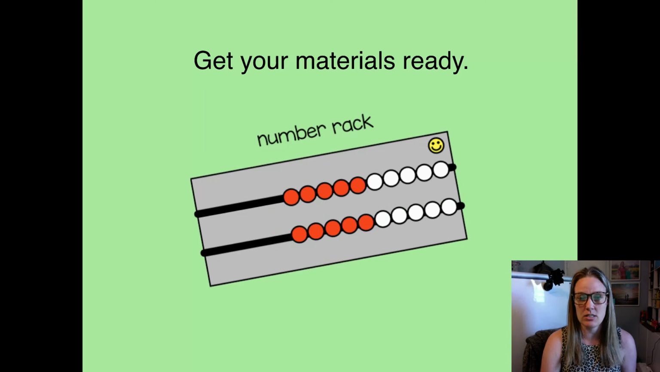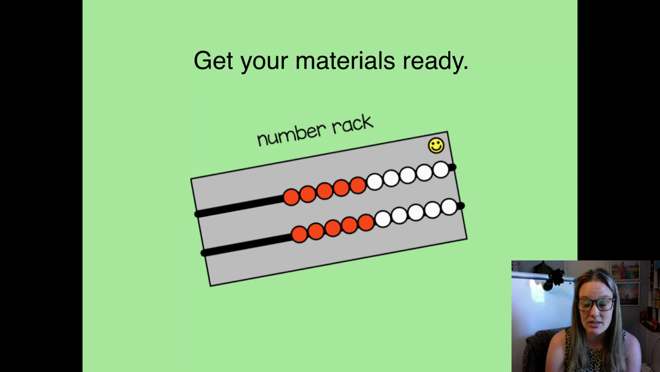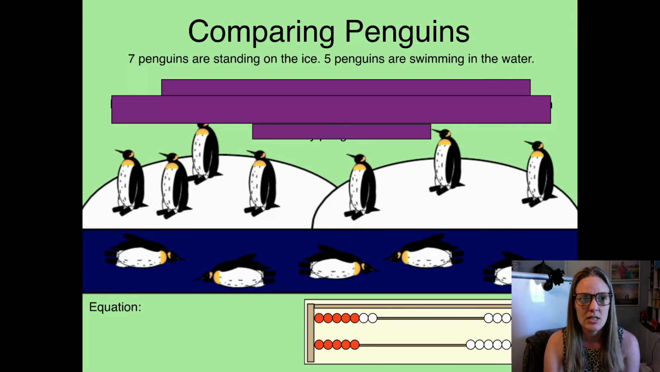Before we start, you want to go ahead and get a number rack. So if you have one at home, go ahead and grab that. And if you don't, you can go onto the Math Learning Center website and use one digitally. And I will also have one on my screen for you guys to reference as well. So let's go ahead and jump in and start comparing these penguins.